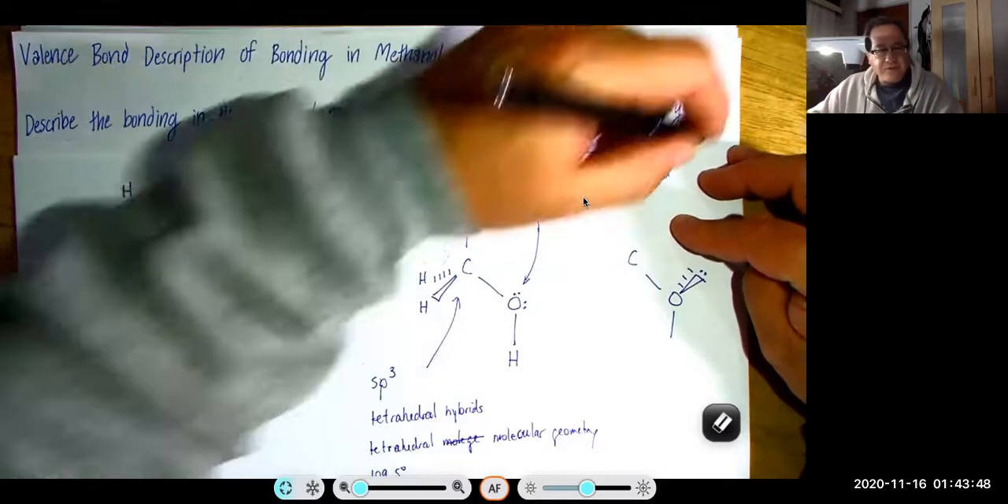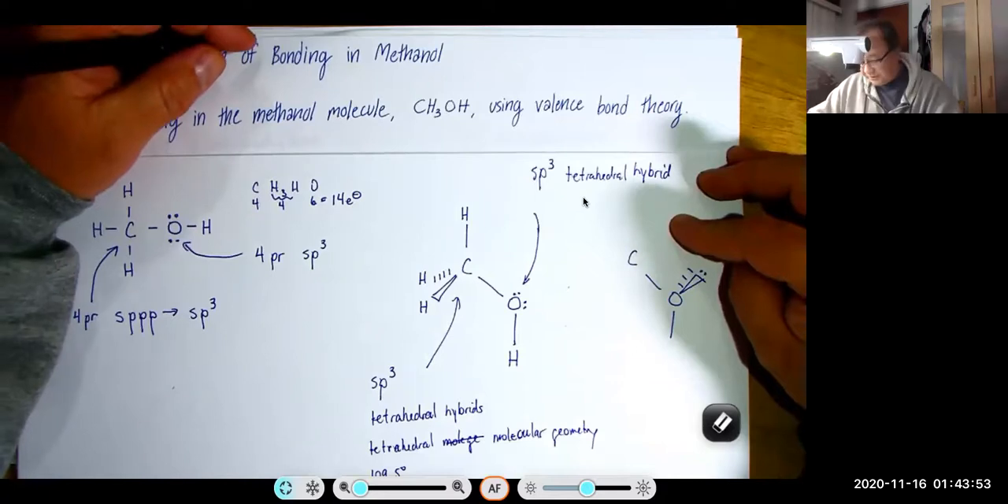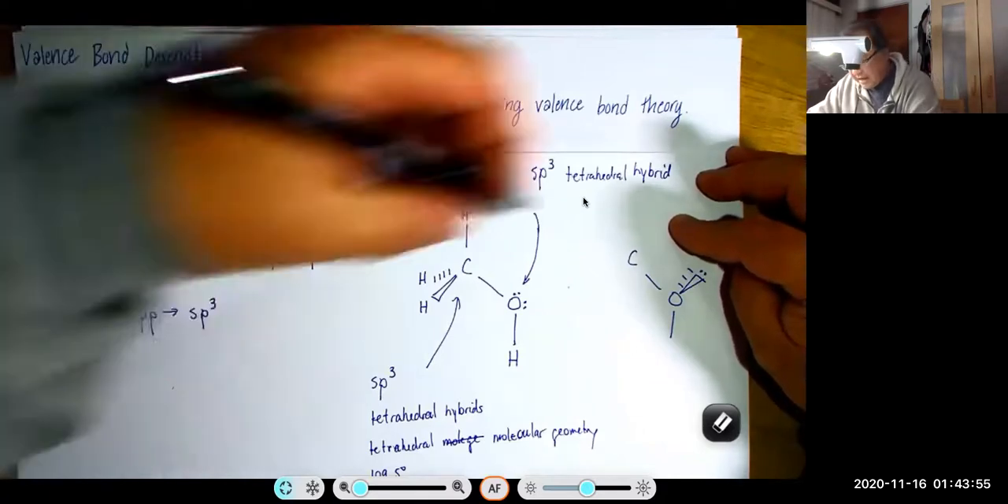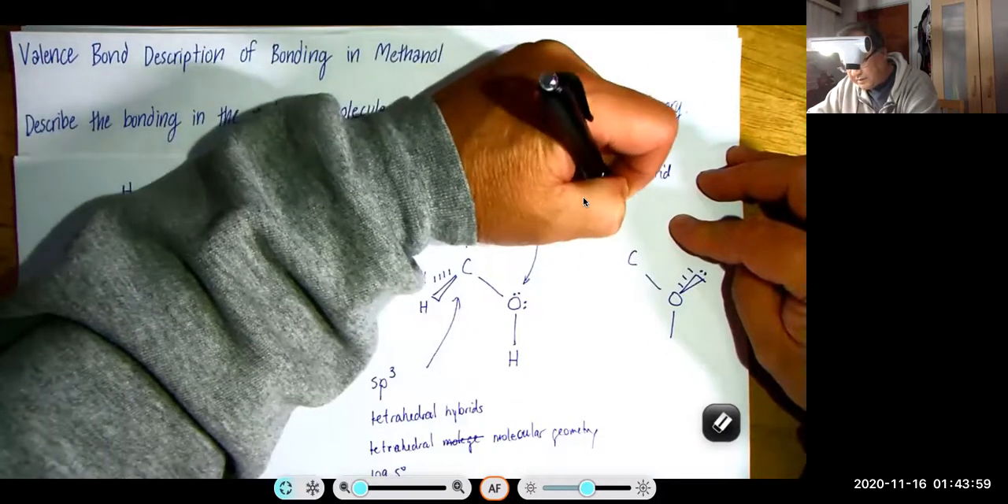Did I say hybridals? I think I did. Tetrahedral hybrid orbitals. Okay. And that would be a bent molecular geometry.